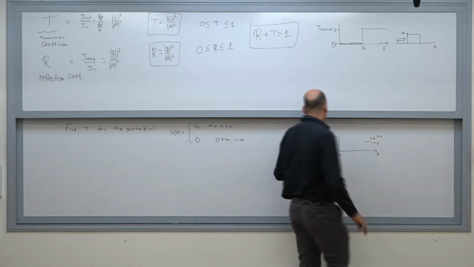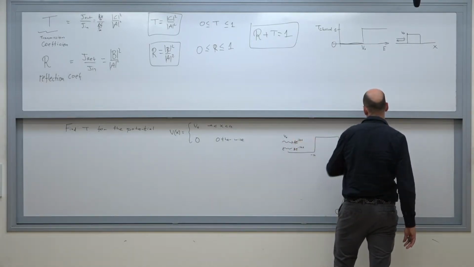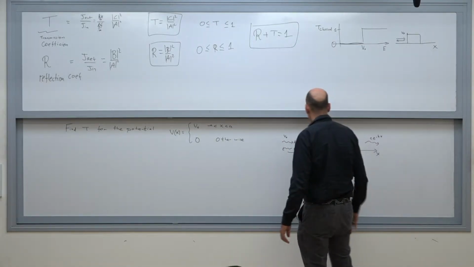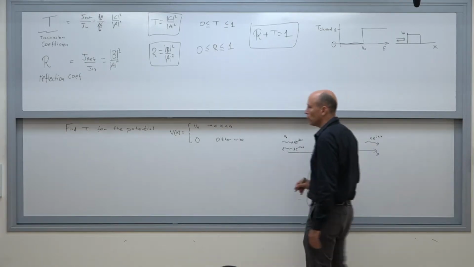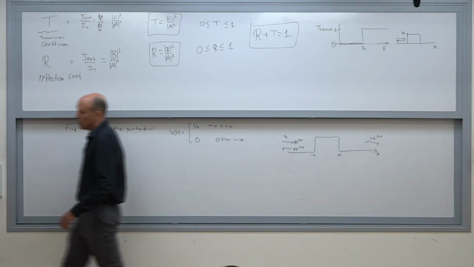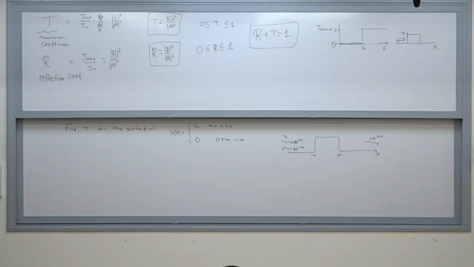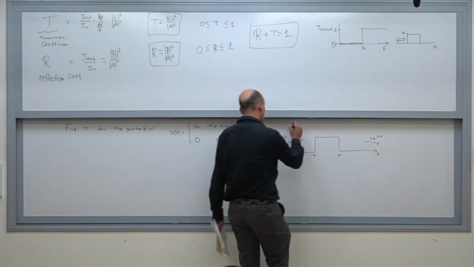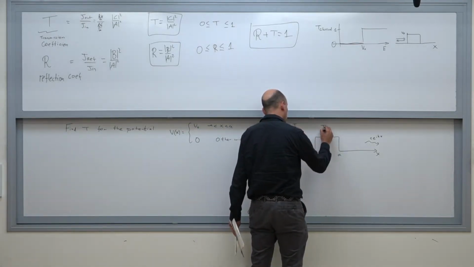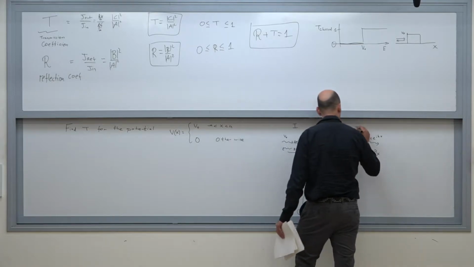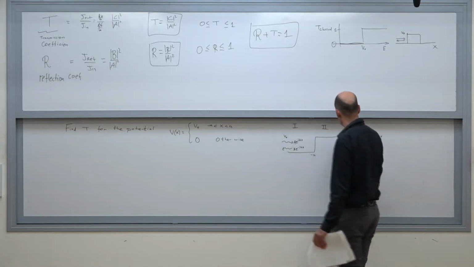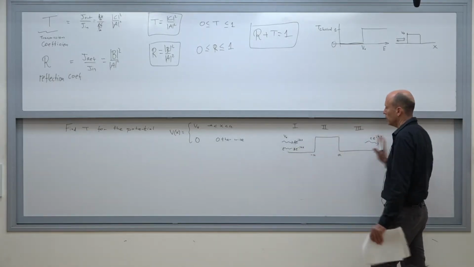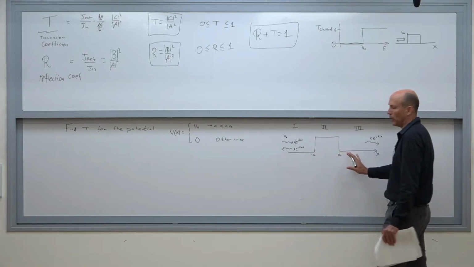Okay, so I have this setting, and of course I have here 3 regions. I'll call this region 1, I'll call this region 2, and I'll call this region 3. Region 3 is for x bigger than a. Region 2 is between minus a and a.